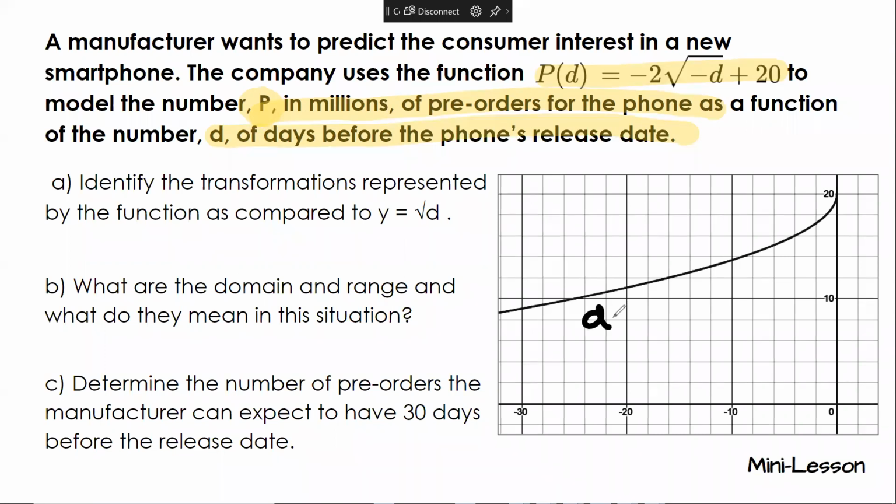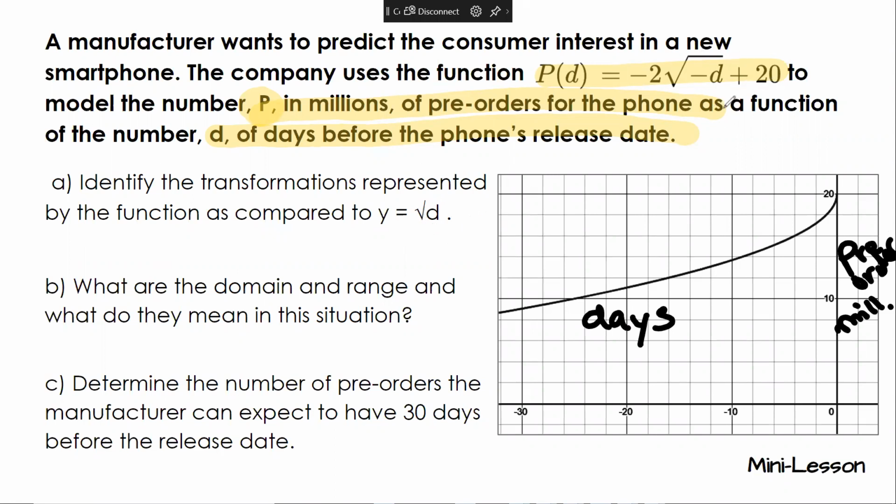Okay, so days is going to be my X value. My Y value is going to be the number of pre-orders. And remember, this is in millions. Okay, so now it says identify the transformations represented by the function as compared to the square root of D.